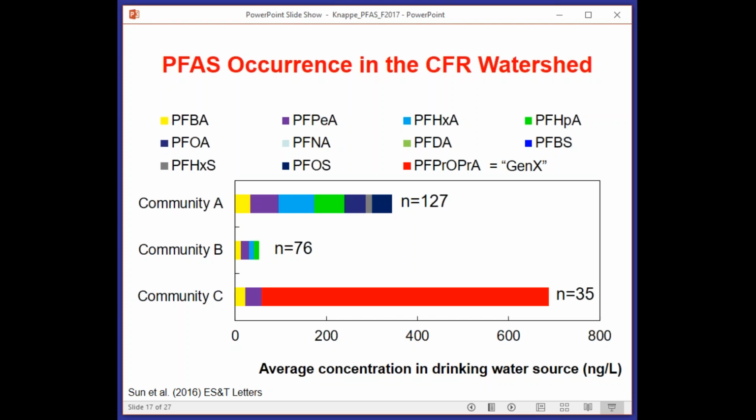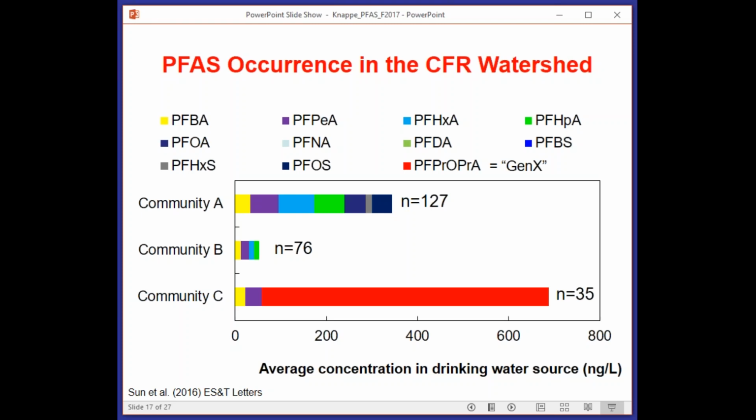And what you can see for community A is that we have a mix of all of the traditionally analyzed carboxylic acids and sulfonic acids. The total PFAS concentration on average in this particular water source was around 350 nanograms per liter. And on approximately half of the days that we sampled, the PFAS and PFOA concentrations in this particular drinking water source exceeded the health advisory level of 70 nanograms per liter.